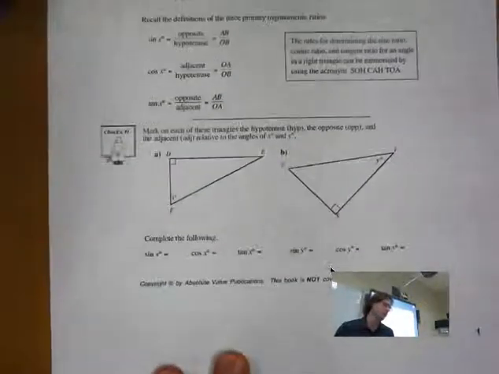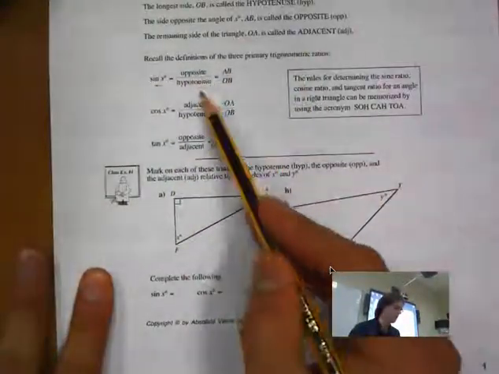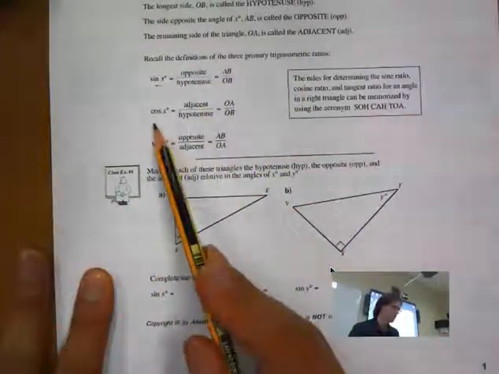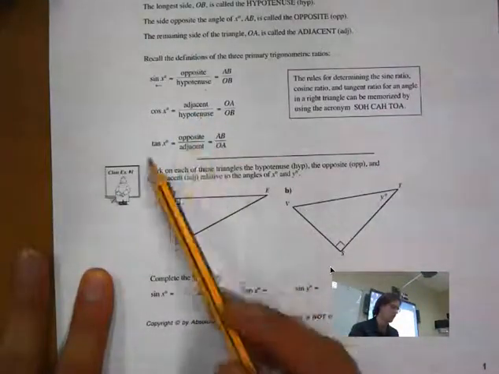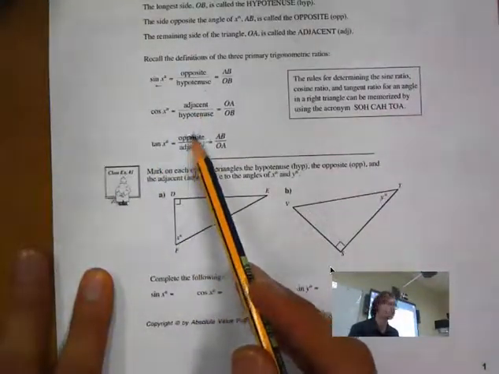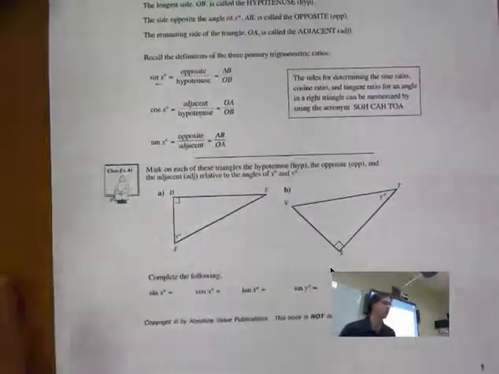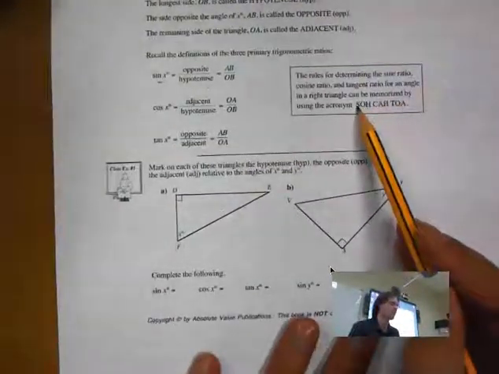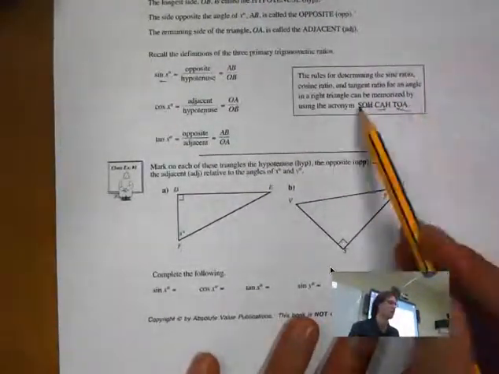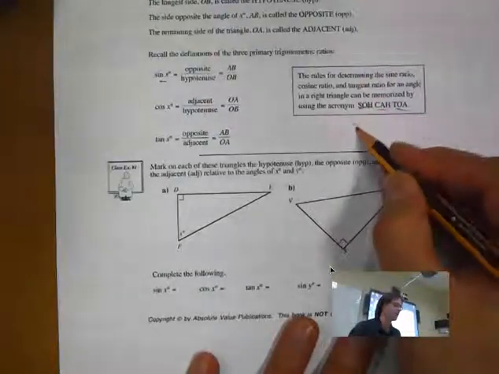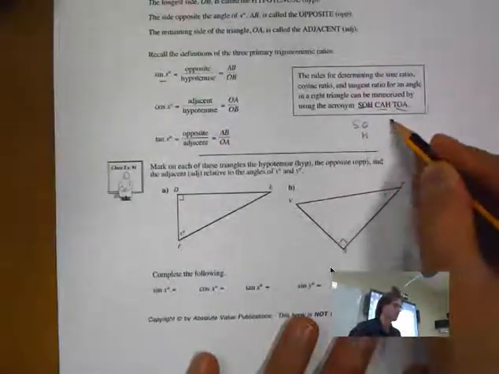In example 1, we have to know our relations. Sine is always equal to opposite over the hypotenuse. Cosine is always equal to adjacent over the hypotenuse. And tan is always equal to opposite over adjacent. A little abbreviation for that is SOHCAHTOA.